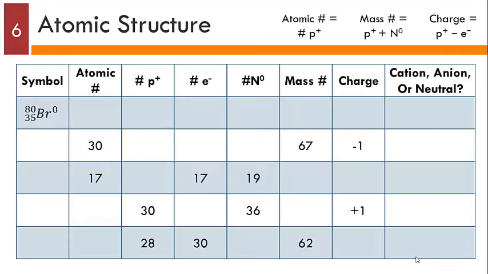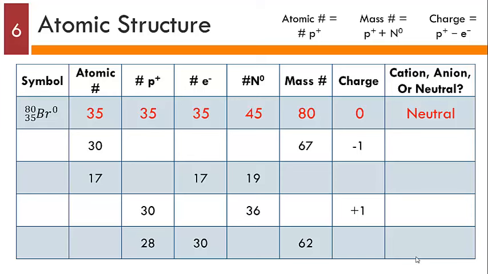So in our table, the symbol gives us everything that we need to know. The number on bottom is the atomic number, which is equal to the number of protons. The number on top is the mass number. So 35 protons plus some number of neutrons should equal 80. So in order to total to 80, I need 35 protons and 45 neutrons. The charge for this particular bromine atom is 0, which means that I must have an equal number of protons and electrons. This atom is neutral.